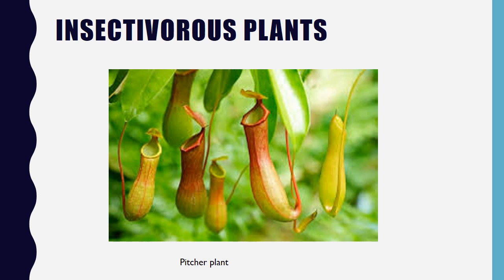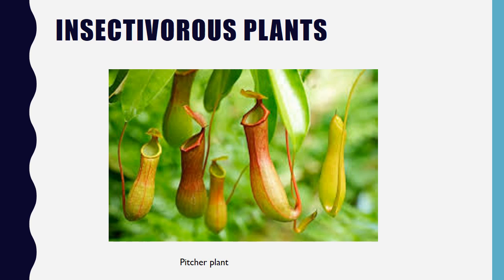The first example of an insectivorous plant is the pitcher plant. As in the picture, you can see the shape of this plant is like a pitcher. It also has a lid above the plant. That's why this plant is known as the pitcher plant, because it has the shape of a pitcher.